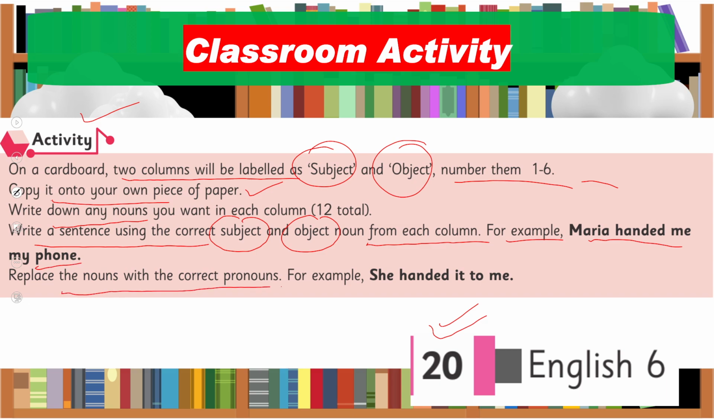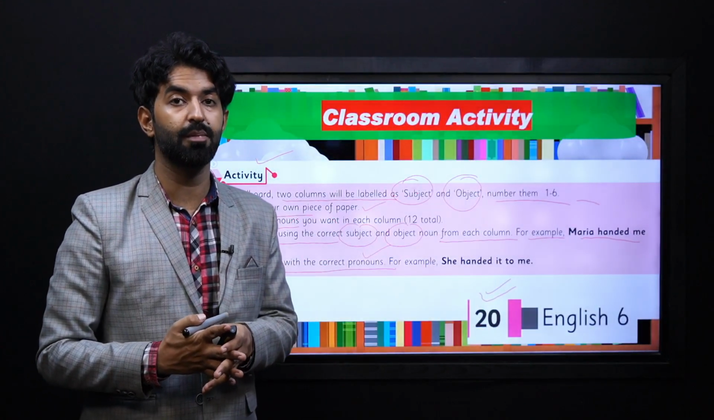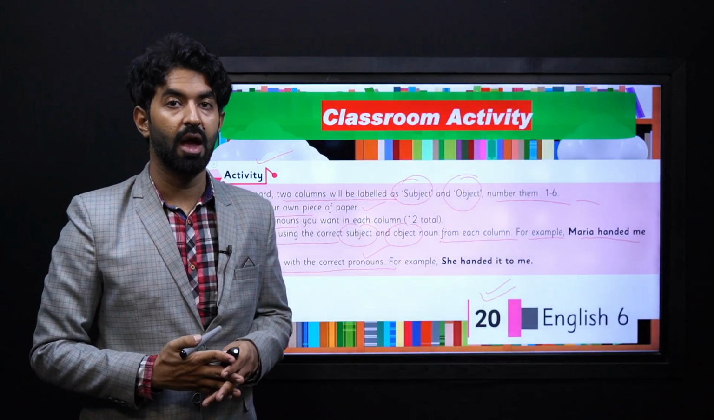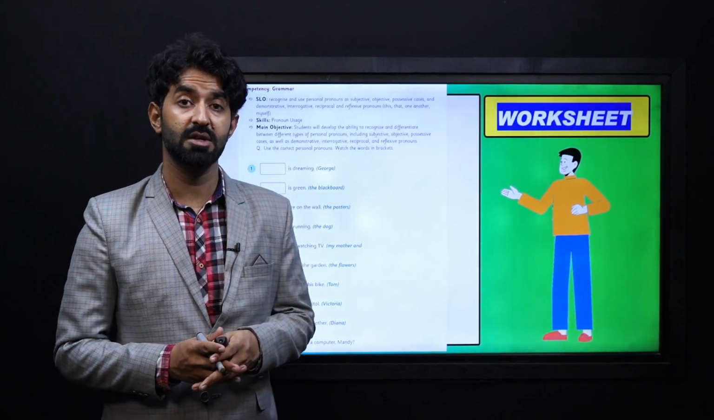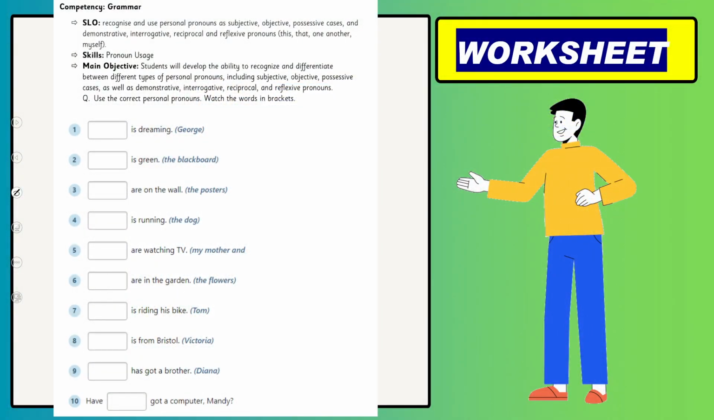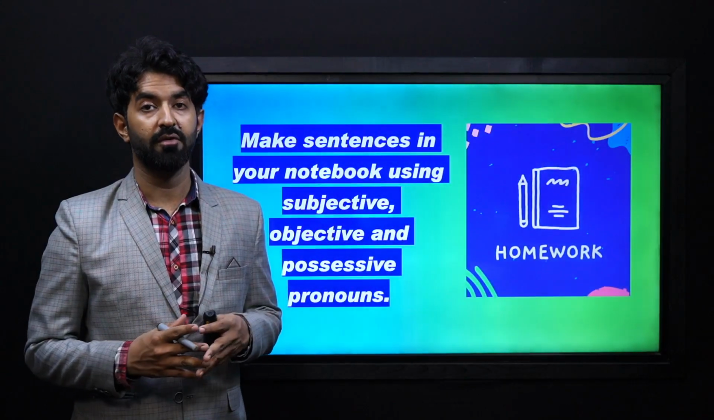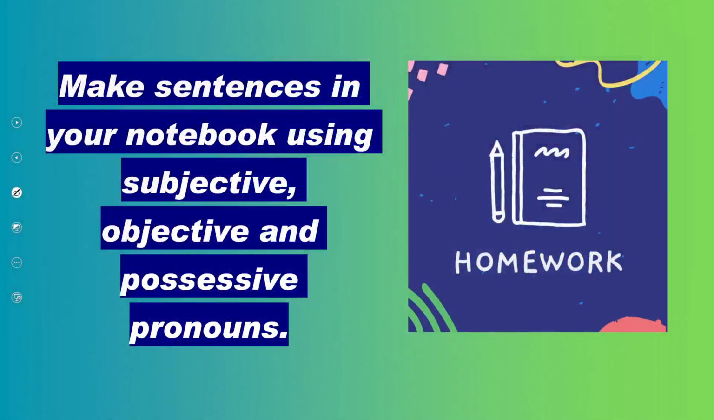Replace the nouns with the correct pronouns. For example, she handed it to me. So you can see that the nouns are replaced with the pronouns. And moving on with our worksheet that is attached for your practice and your understanding. And now we have our homework. You have to make sentences in your notebook using subjective, objective, and possessive pronouns.